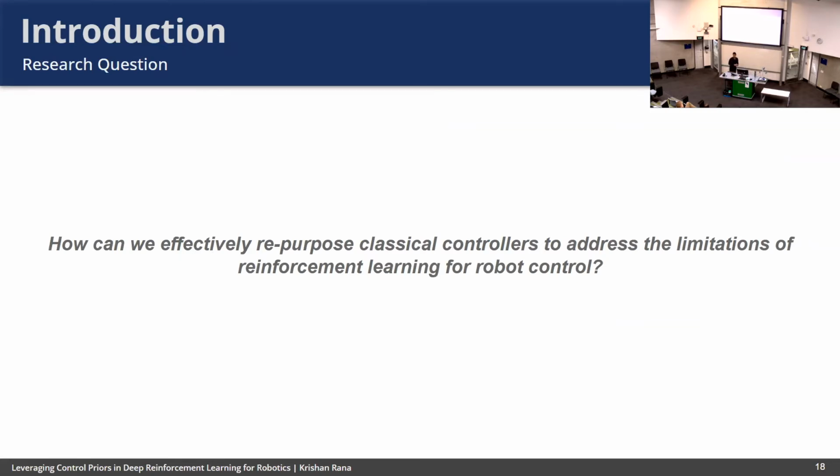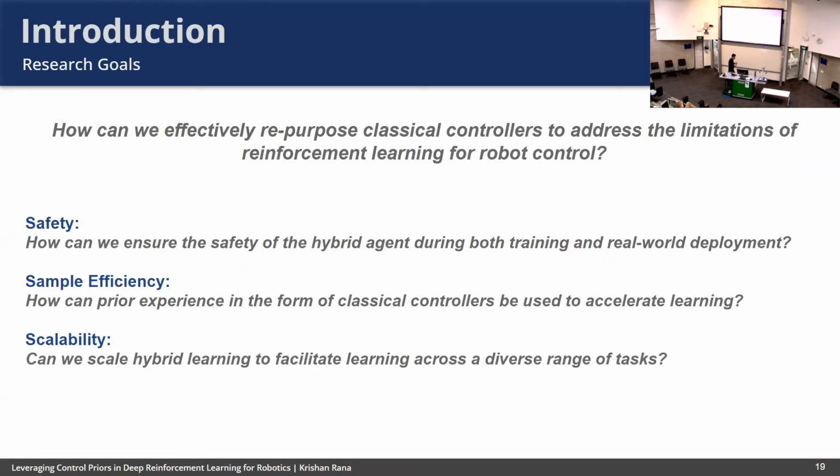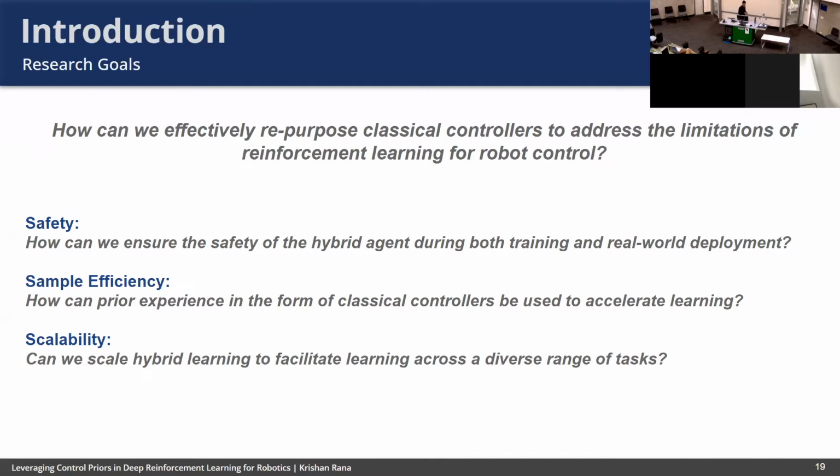So with that, we formulate our research question, which is, how can we effectively repurpose classical controllers to address the limitations of reinforcement learning for robot control? We break this down into 3 core competencies that we want this hybrid system to have. Firstly, it's safety. How can we ensure the safety of this hybrid agent, both during training and real-world deployment? Sample efficiency. How can we utilize these classical controllers to make the training process of an RL agent more sample efficient? And scalability. How can we repurpose these controllers to solve a wide range of tasks, right? We don't want just a single controller every time. We don't want to derive a new controller every time we want to facilitate reinforcement learning. How can we reuse whatever controllers we already have?